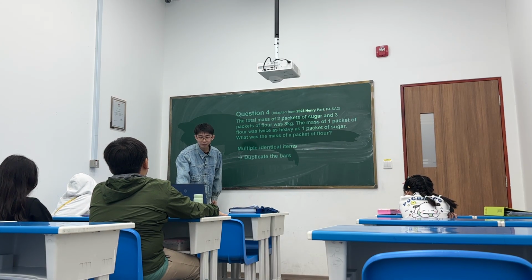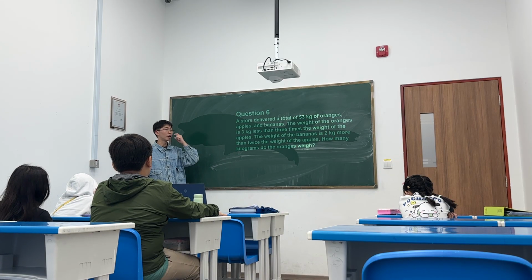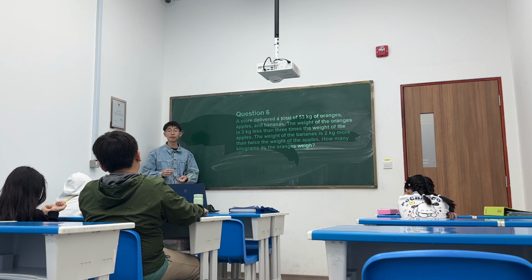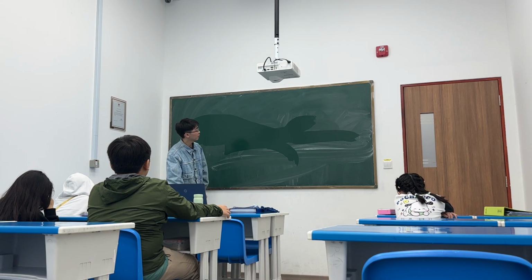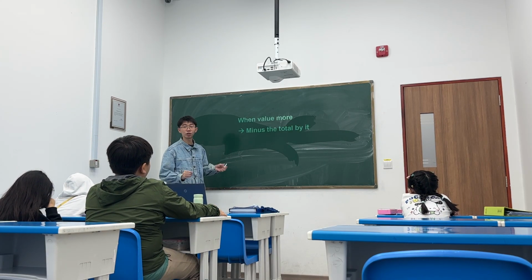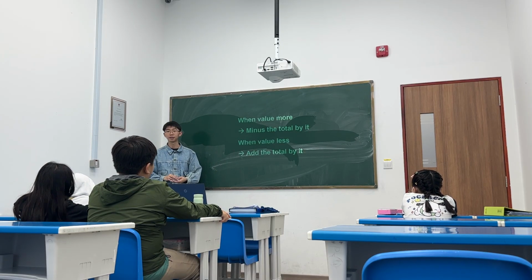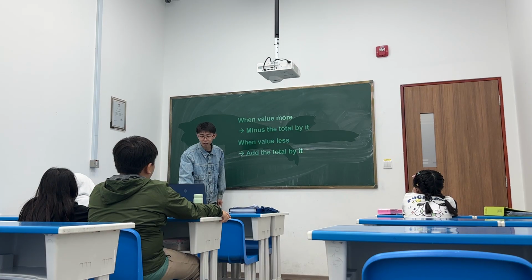And in the fourth type of question, again, the multiple is not directly given. Some values are more and some values are less. So if there is some value more, then you subtract it from the total. If there is some value less, then you add it to the total. Okay, that's all for the sum and multiple problem.